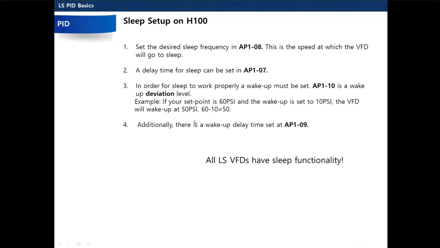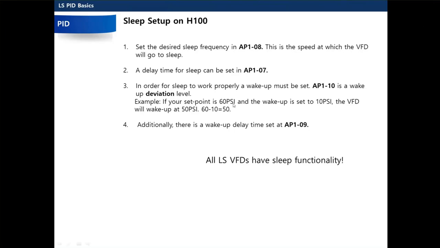Step three and four are waking it up, okay? So in order for sleep to work and to properly wake up, you must be setting up a wake-up level, okay? Otherwise, your sleep's not going to work. So AP1-10 is your wake-up deviation level. So the H100 is a little bit different. It's not an absolute value. It's a deviation. The deviation means subtracted from your set point.